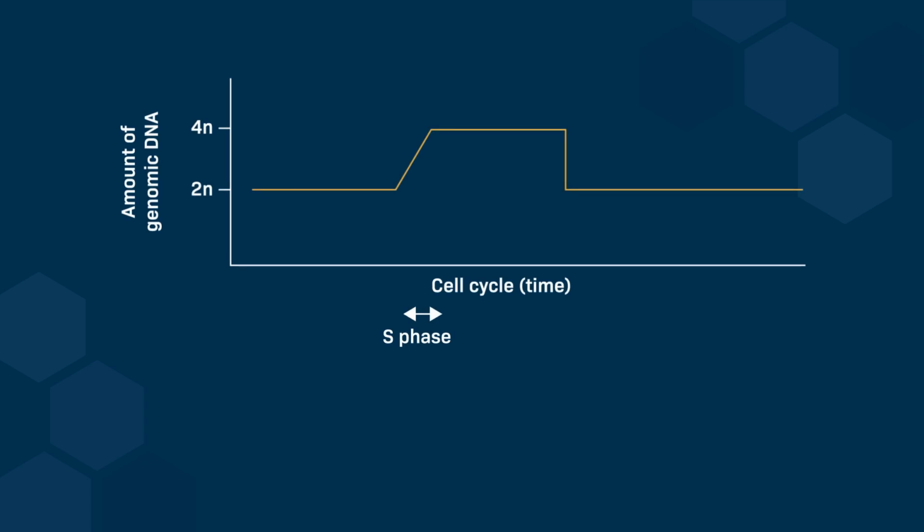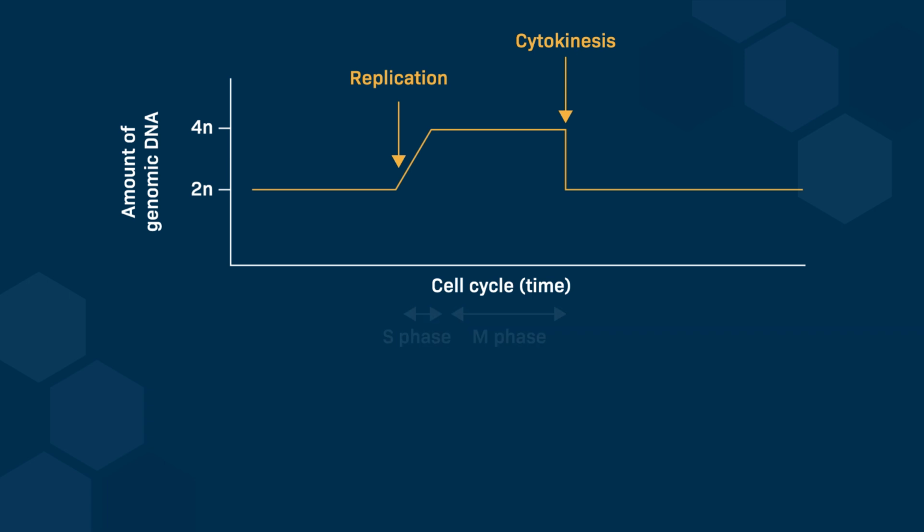During S phase of the cell cycle, DNA is replicated, and the amount of genomic DNA doubles. This is followed by entry into mitosis, which marks the beginning of cell division. At the end of mitosis, the 2 resulting cells separate from each other during cytokinesis, and each resulting cell inherits half of the replicated genomic DNA.